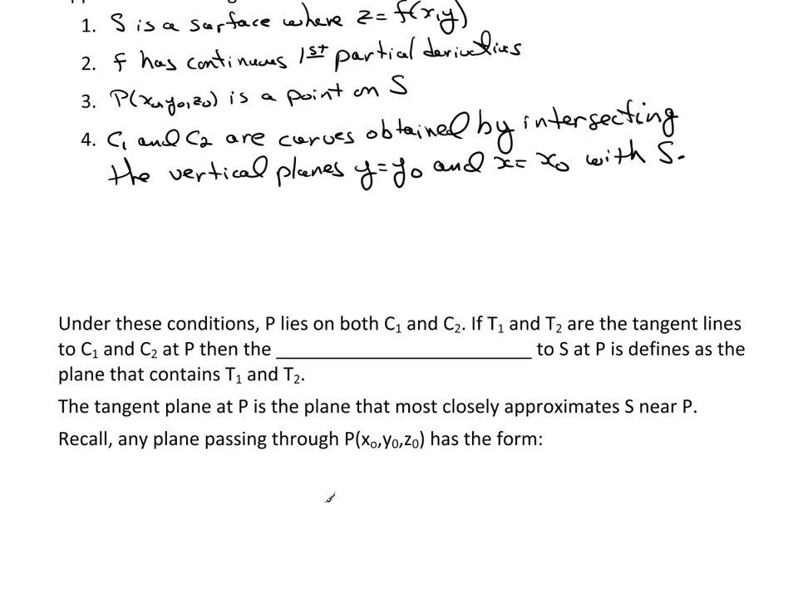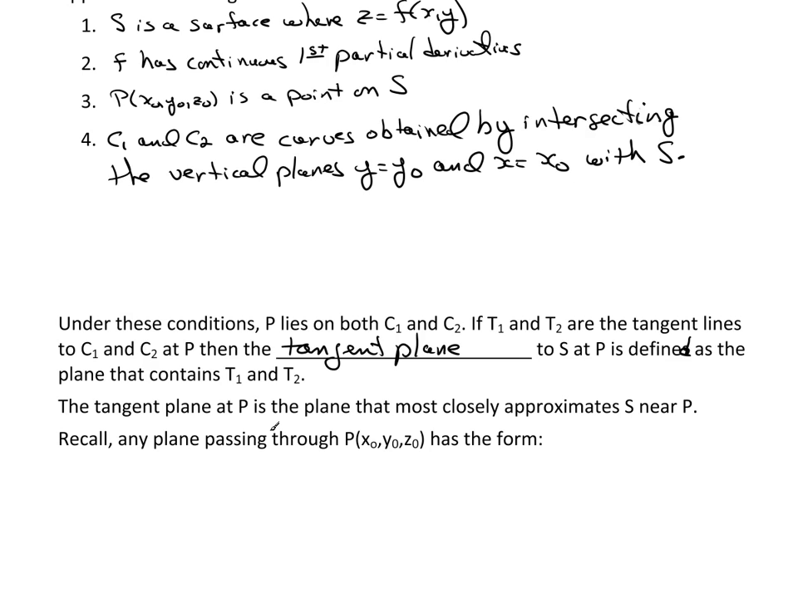So now if I call T1 and T2 tangent lines, they're tangent to curve 1 and curve 2 at the point P, then the tangent plane specifically to that surface S at P is defined as the plane that contains both T1 and T2, these two tangent lines. Now the tangent plane at P is a plane that most closely approximates the surface near that point P.